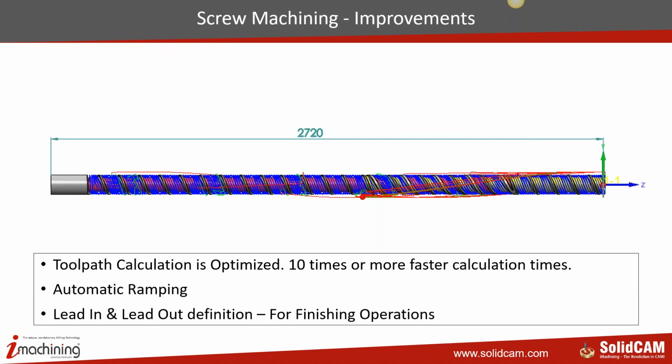Screw machining. This was a major announcement that was done in 2020, and basically to do with the calculation times. Depending on the geometry, we are at least 10 times faster when you compare it with 2019 in calculation. In some cases, it is 20 to 30 times faster. So you no longer have to wait for the results. It's almost instant. You get the results quickly. Lead in and lead out definition is also available for finishing operations.